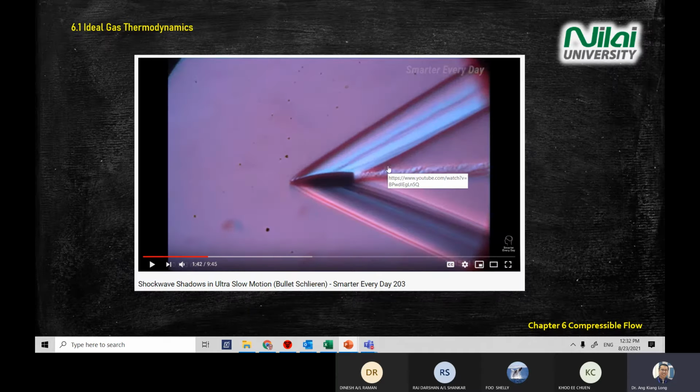Okay, so basically what happens when you have a compressibility effect means you can see that the air was compressed and you see a shape like this. Okay, this we call shock wave.